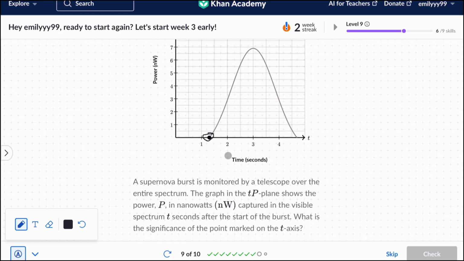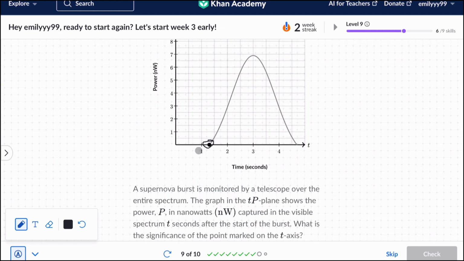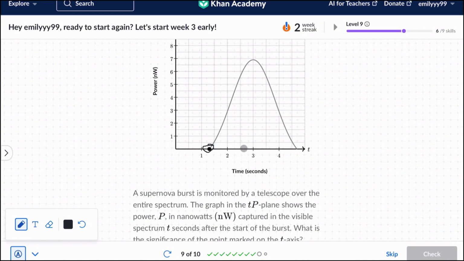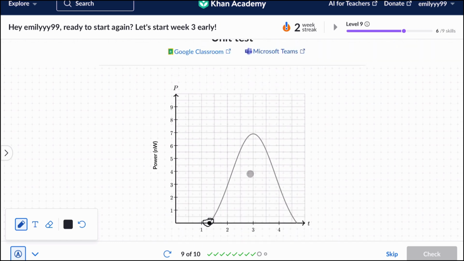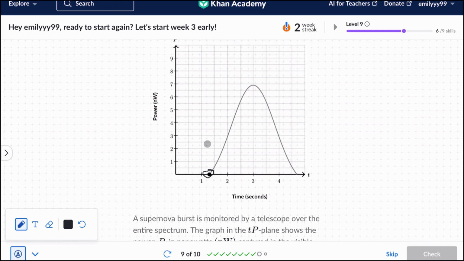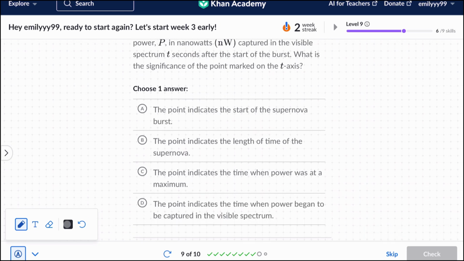So based on what we're given, what we see on the graph, the y-axis is the power and the x-axis is the time. So the power started to increase at 1.3 seconds. So yeah, that point indicates when the power started. So when the nanowatts started to burst. So let's see what choice says that here. So A, the point indicates the start of the supernova burst. B, the point indicates the length of time of the supernova. I don't think so, so that's wrong.